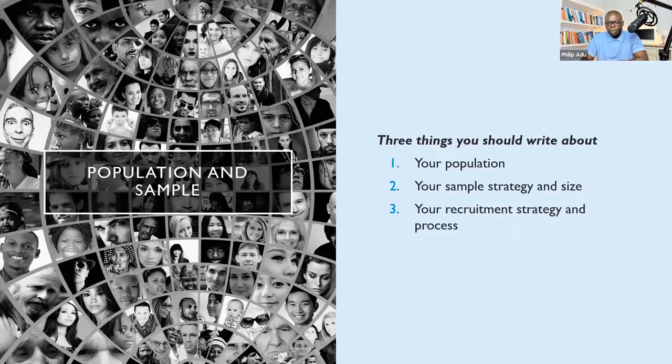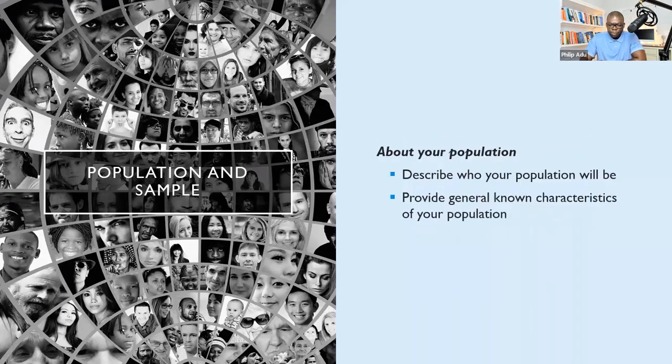So in terms of this population, when you are writing this section, there are three things that people want to know. They want to know more about the population that you are focusing on. They want to know the sampling strategy and also the sample size that you have. They also want to know how you plan to recruit your participants. So these are the three things that people want to know when you are writing about population and sample.